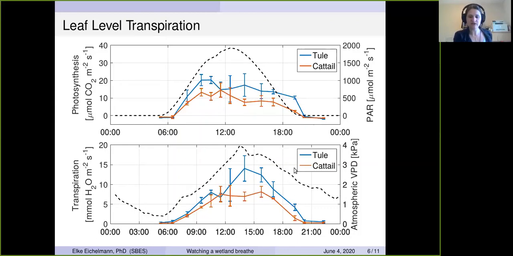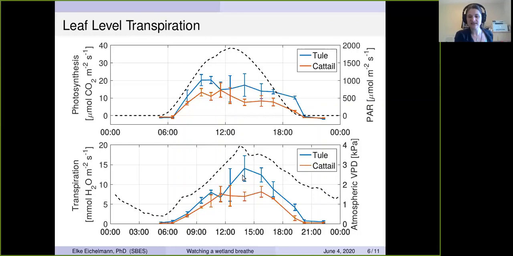And then again, focusing on the water exchange here, one thing that we were able to see is that there was a little bit of a difference between the two species. If we look at the dashed black line here, that's the vapor pressure deficit, a measure of the dryness of the air. And we can see that in the early afternoon we had a very high VPD. In this location, this being California, that's not unusual in the summer. We get these very dry, very hot days very regularly there.